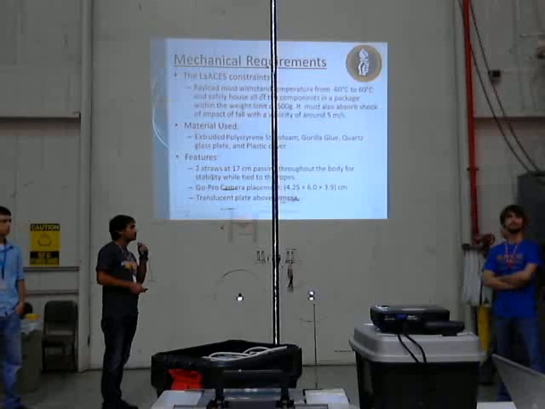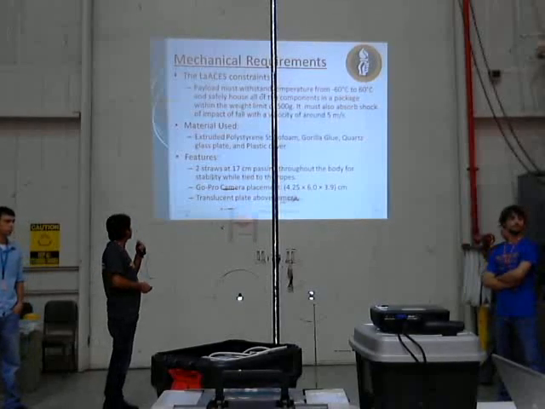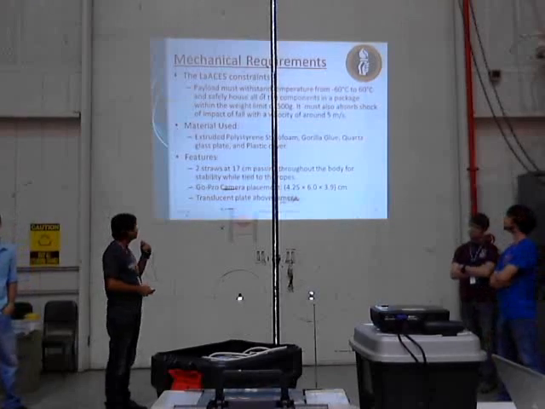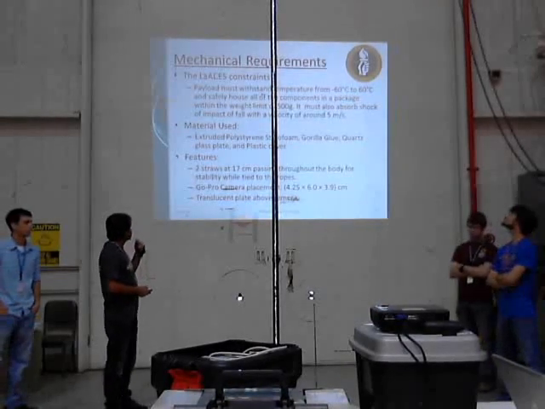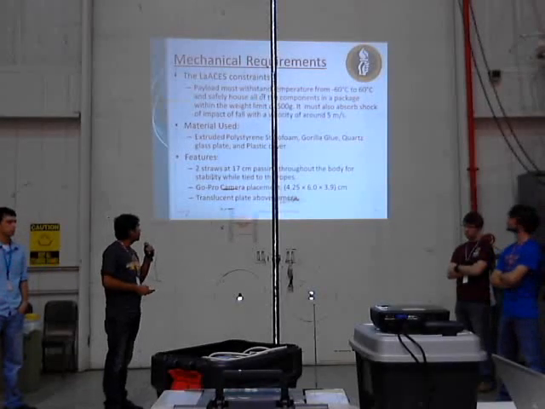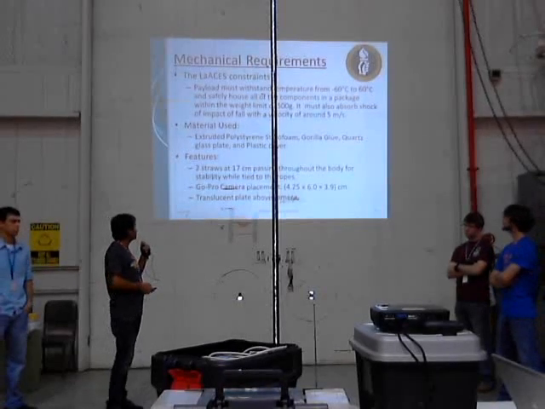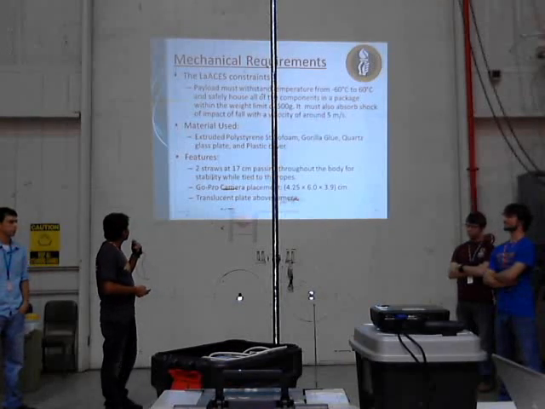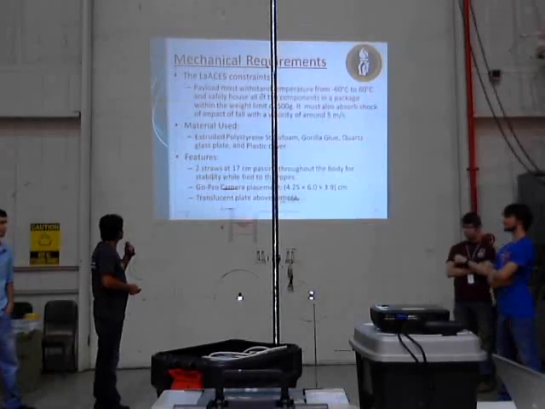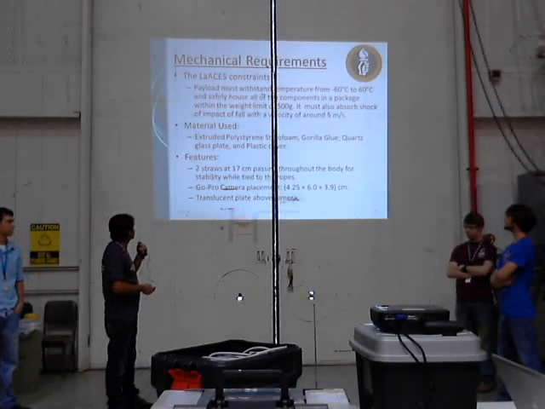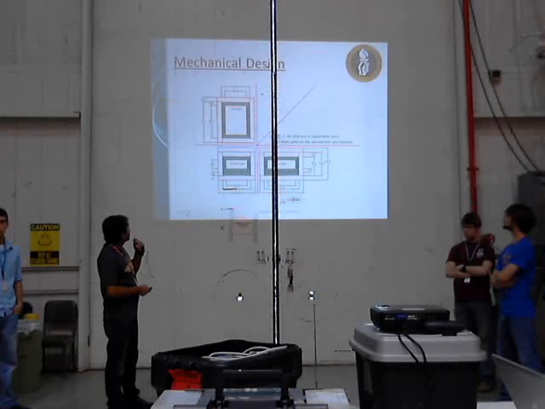The materials we used for this payload design were exterior polystyrene, styrofoam, quartz glass plates, and a plastic cover. A few of the features of this payload design: we used a GoPro camera of dimensions 4.25 by 6 by 3.9 centimeters, and we have a translucent plate above the camera. Also, there will be 2 straws at 17 centimeter spacing passing through the ropes. This is the mechanical design.